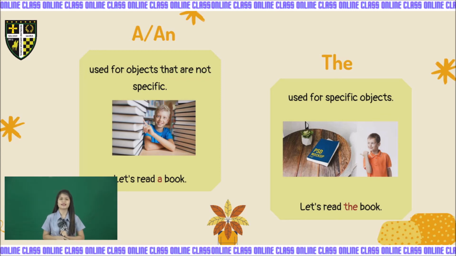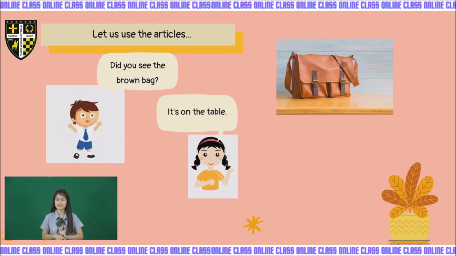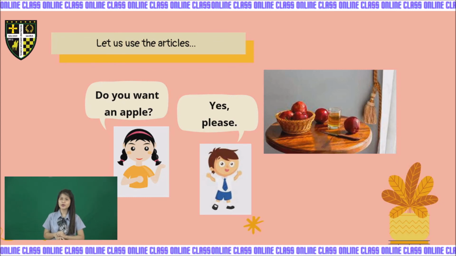Understood? Next, let's have more examples with a conversation. Did you see the brown bag? It's on the table. See? They used the article the because only one specific object was being talked about. Next, do you want an apple? Yes, please. As you can see in the picture, there are lots of apples, but the girl is just asking for one apple. And the word apple begins with a vowel letter, which is letter A. That's why we have to use the article an.